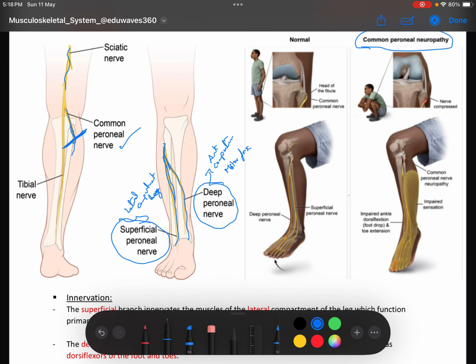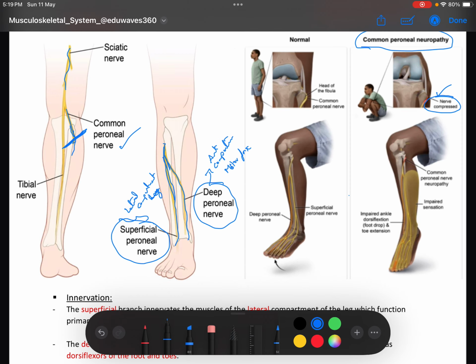And leg cast compression. If any person gets a cast that is too tight, because of that compression the nerve will get compressed. It's very close. Prolonged squatting also, you can see this image. This person is in a squatting position, so that's prolonged squatting. Leg crossing, knee dislocation or surgeries can cause this common peroneal neuropathy or common peroneal nerve injury.